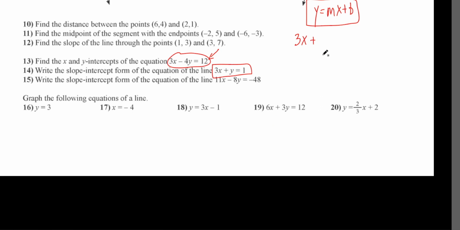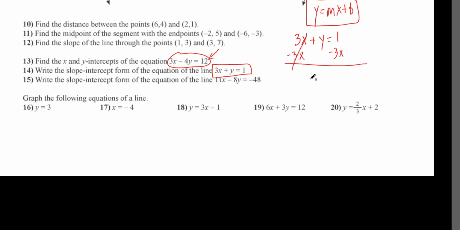Let's continue because I only have a few minutes left now. So I accidentally did this. I found the slope-intercept form of this one because I wasn't looking. So this is what we're trying to find the slope-intercept form of. So it's 3x plus y equals 1. This is even easier. Look, subtract 3x from both sides.